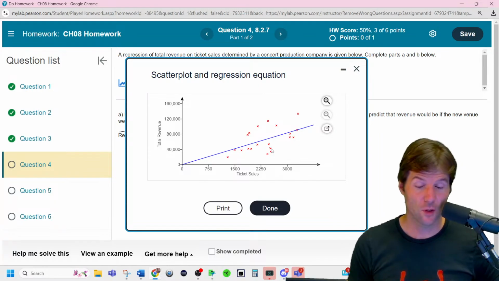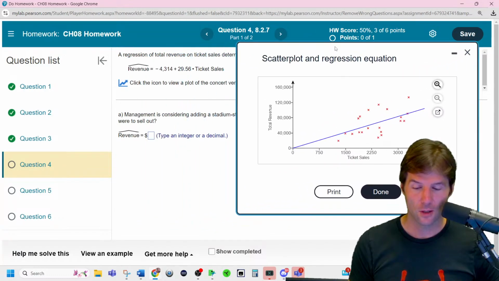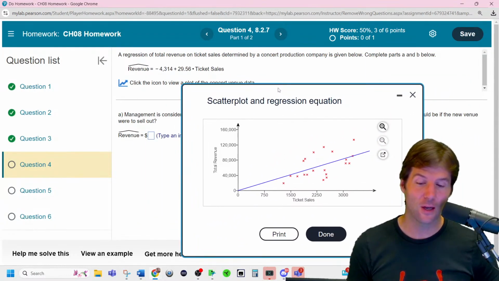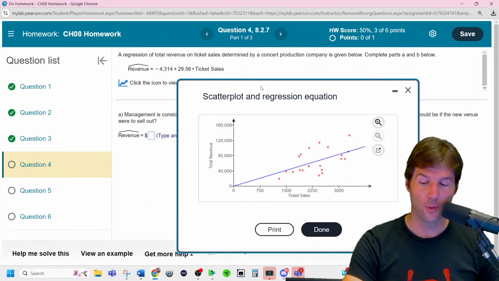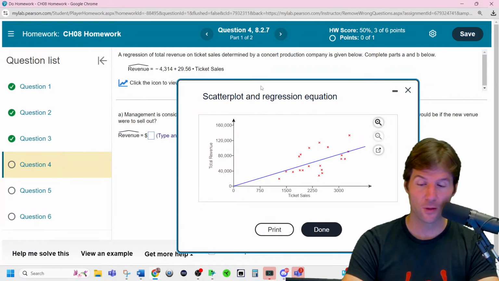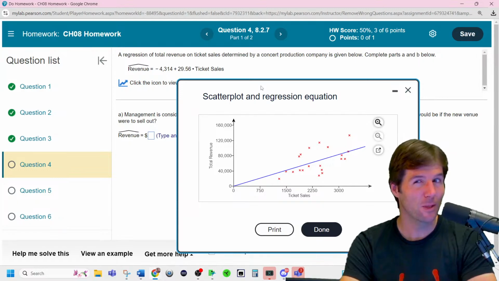It has a positive slope, as we saw. There's no data down here. There's no data over there. The intercept has no data around it. Also, the intercept is negative, meaning when ticket sales are equal to 0, I predict total revenue to be negative 4,314. That might actually make sense, because maybe that means we're losing money.